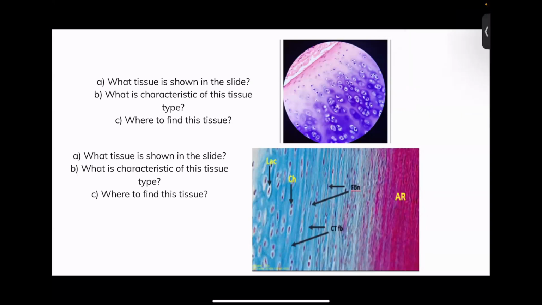Okay, so the first image. Let's do the first question. The first image is the hyaline cartilage. The answer to the second question, what is the characteristic of this tissue? The main thing about it is the perichondrium, and also the chondrocytes, but the perichondrium is the important part of it. And then where do you find this tissue? You find hyaline cartilage in joints, the trachea, and I think also in the ribs. Yeah, you do find it in the ribs.